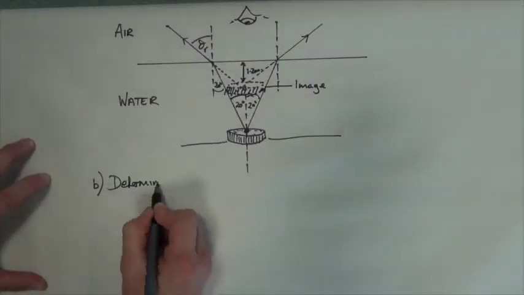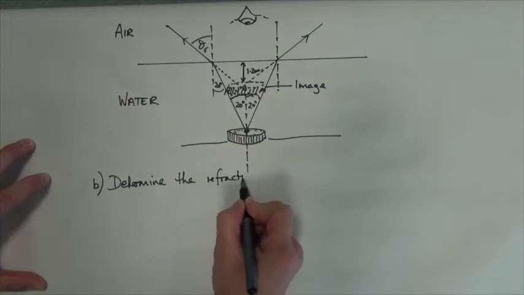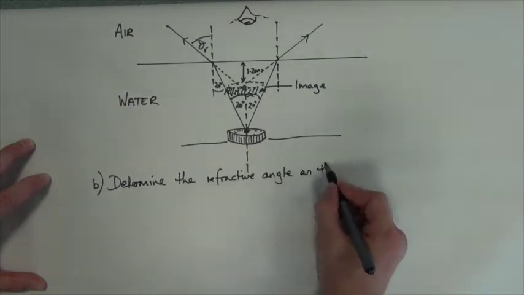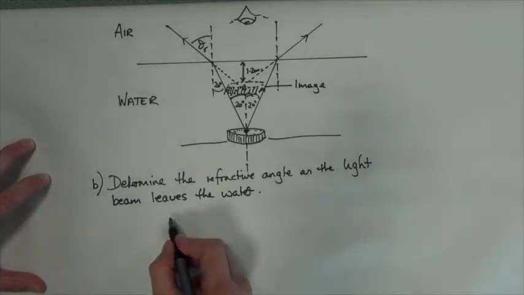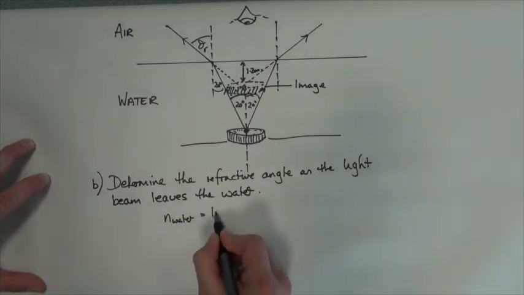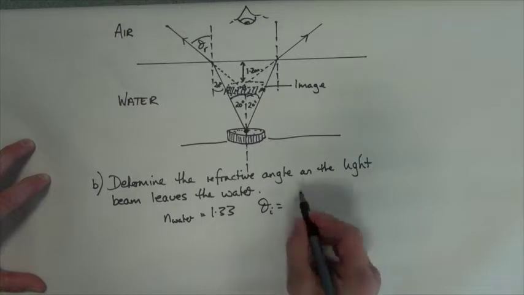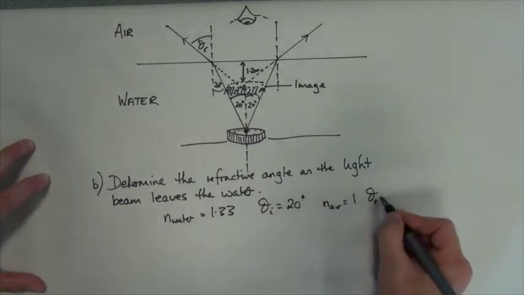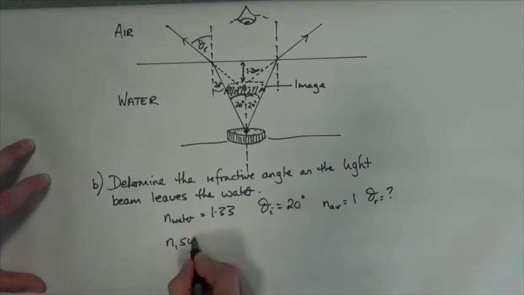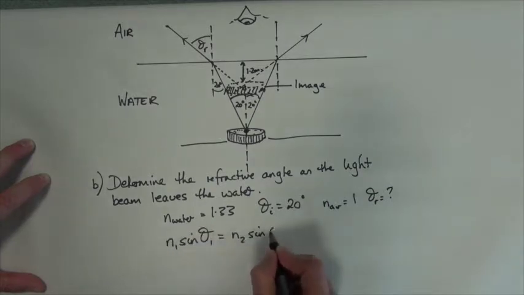Okay, so let's look at question B. In question B, it's going to ask us how to determine the refractive angle of the light beam as it emerges from the water. So let's write down what I know. I know the refractive index of water is 1.33. I know the incident angle is 20 degrees. The refractive index of air is 1, and I've got to find the angle of refraction.